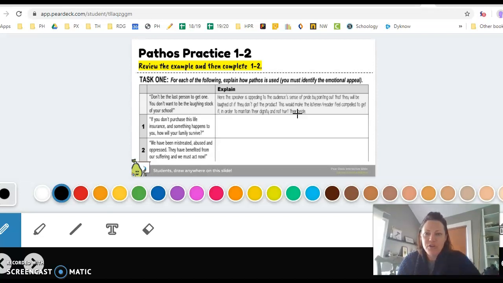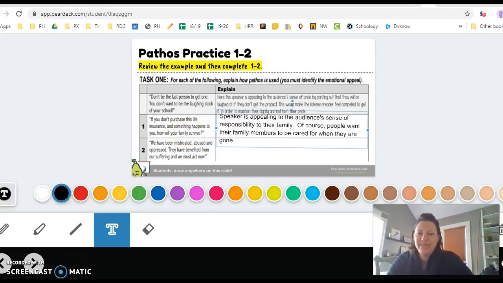Number one, if you don't want to purchase this life insurance and something happens to you, how will your family survive? So I'm going to say here, this one all comes back to that emotion that's tied to somebody's family. So for number one, I'm going to say that this is appealing to the audience's sense of responsibility to their family. If you think about it, asking somebody how is your family going to survive if you don't have this insurance, that gets at the emotion of wanting to take care of family members. And of course, when people have passed away, they're going to want that peace of mind and knowing that their family members are well taken care of.